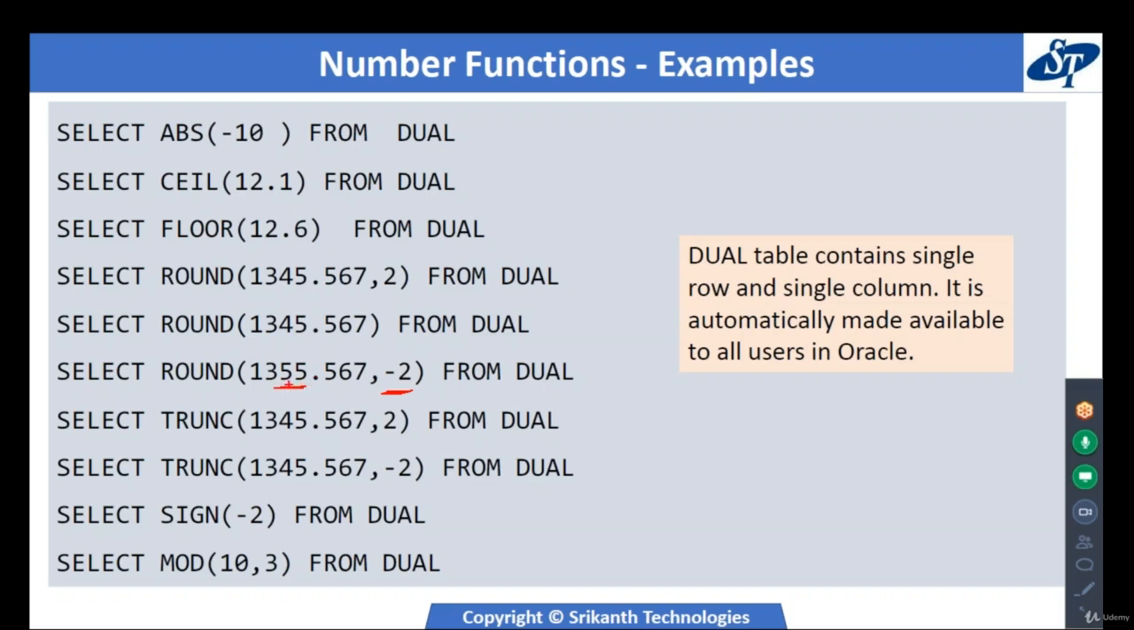So it goes like this. You just need to set these two to zeros. And then if this is greater than or equivalent to 5, we will be adding 1 to that. So this becomes 4 because this is greater than or equivalent to 5. So rounding 1355 dot something to minus 2 places is going to be 1400. Simply put, you're rounding the number to hundreds.